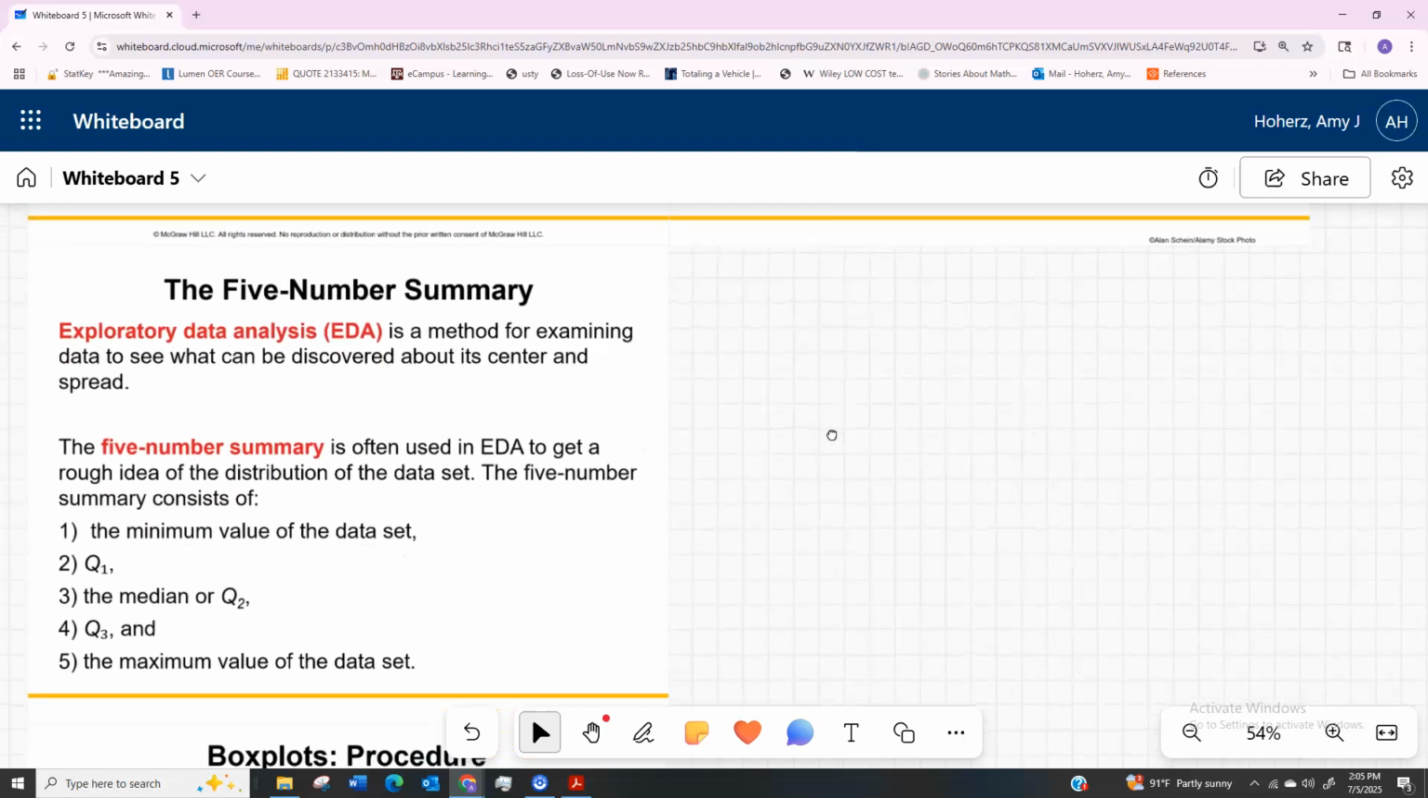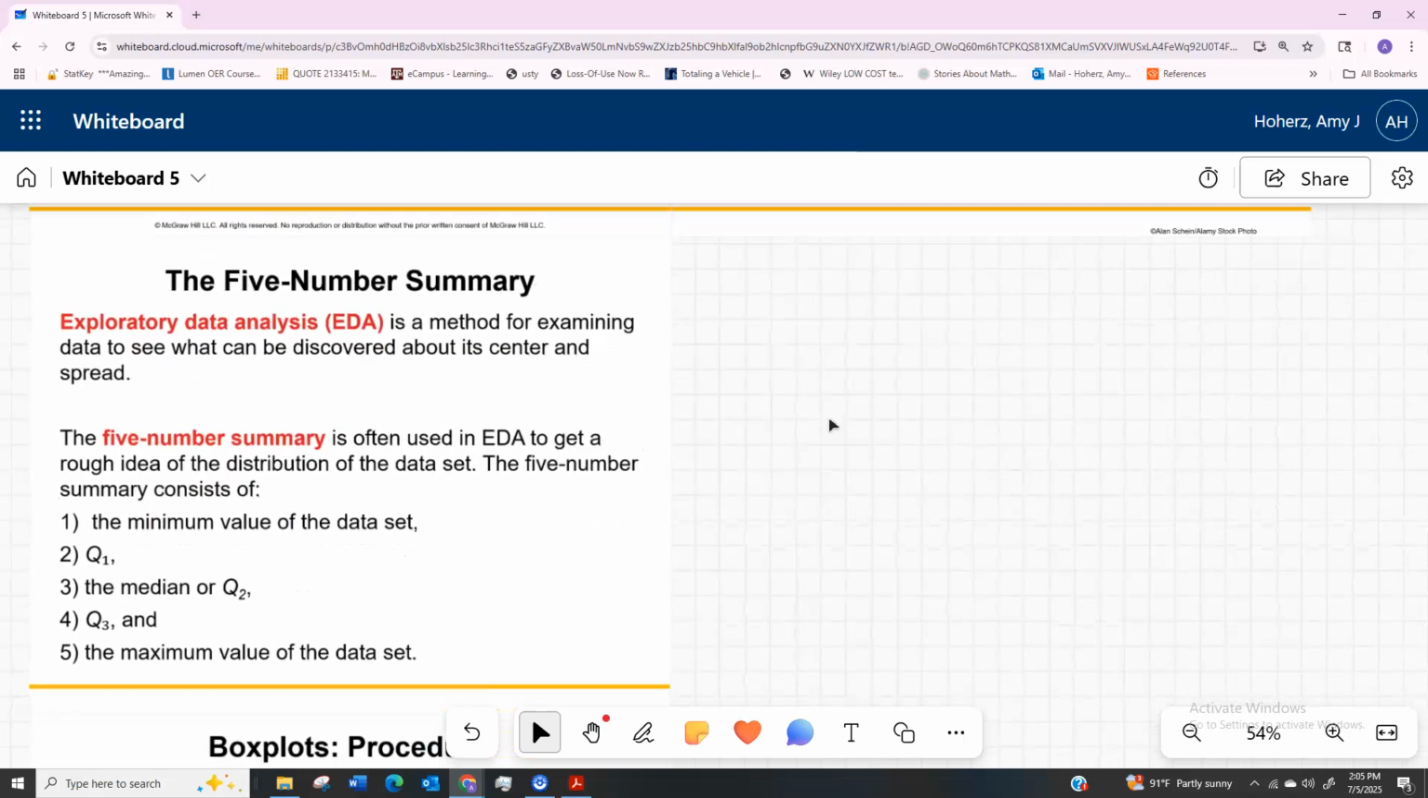Okay, so in the 5-number summary, sounds like a big important name, but the 5-number summary is just what we did with the quartiles. Exploratory data analysis is a method for examining the data to see what can be discovered about where its center is, what its spread is. The 5-number summary is just the things that we calculate to get the quartiles, the Q1, the median, and the Q3, and then we just add to that the minimum value and the maximum value. That's the 5-number summary. It's not anything super magical.